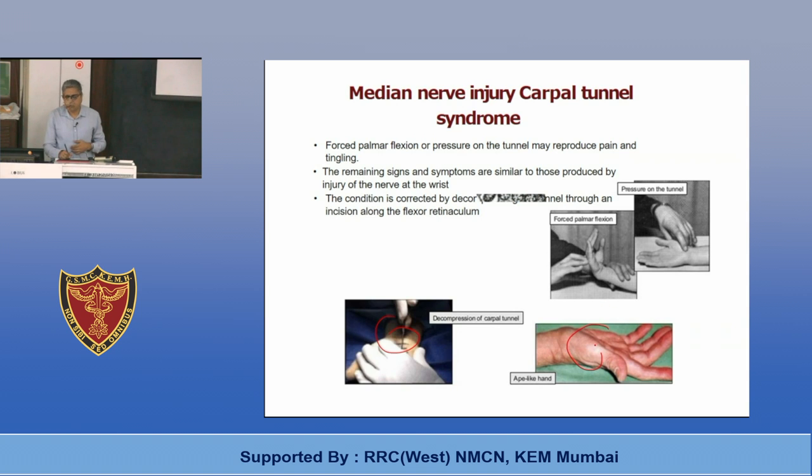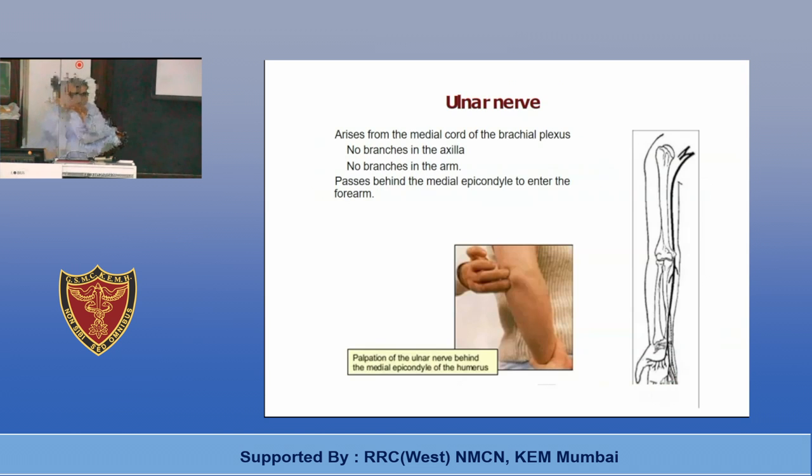Ultimately, it will lead to permanent paralysis, ape thumb deformity. That is for the median nerve, for the intrinsic muscles. Now come to the ulnar nerve. The ulnar nerve has no branch in the hand. The most common injury they talk about is the supracondylar fracture.